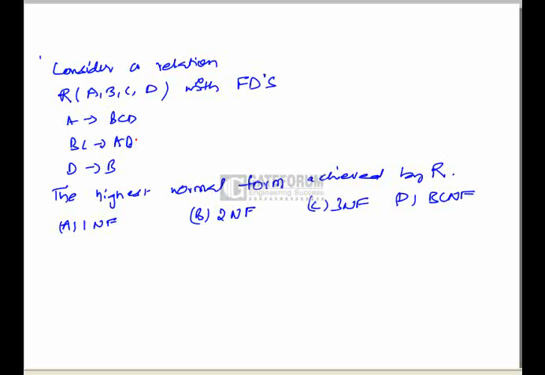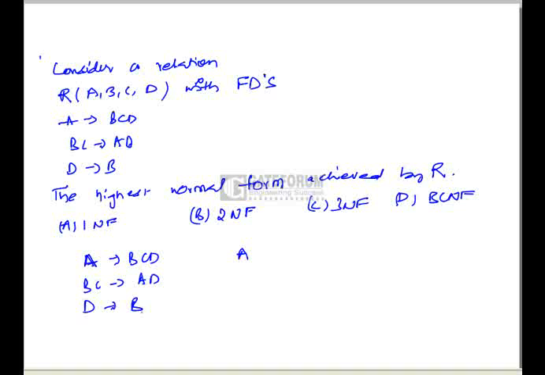Question: a relation R with FD sets is given, and we have to find the highest normal form achieved by the given relation. In order to solve this problem, first of all we need to find the key for the given relation. So here the given FDs are A gives BCD, BC determines AD, and D determines B. So here one key would be A. Why? Because if we find closure of A, we can derive all the attributes.